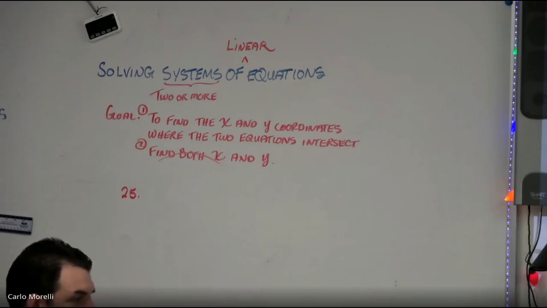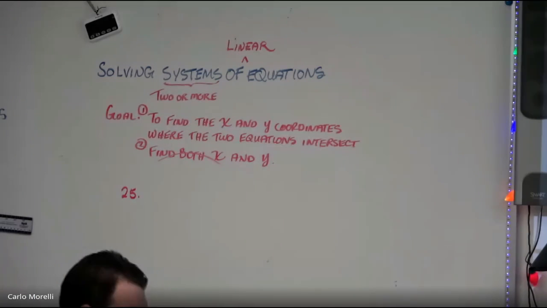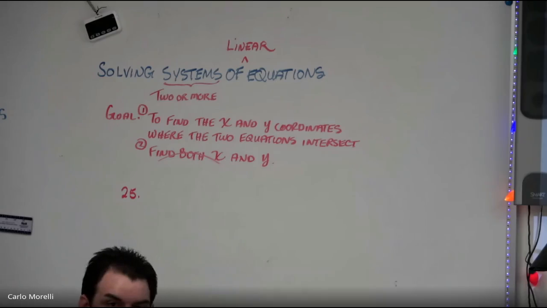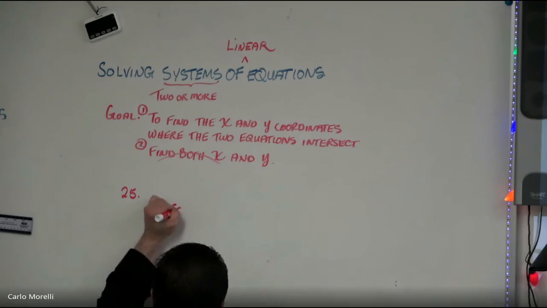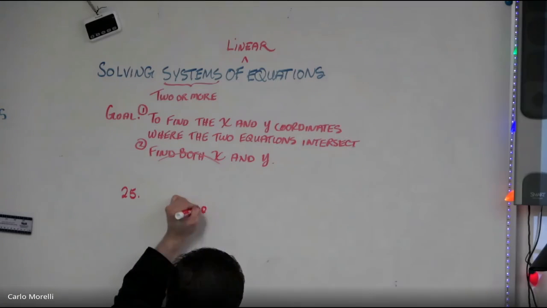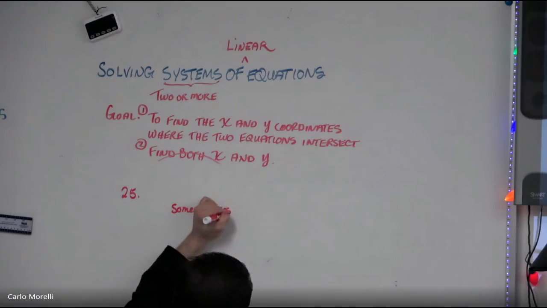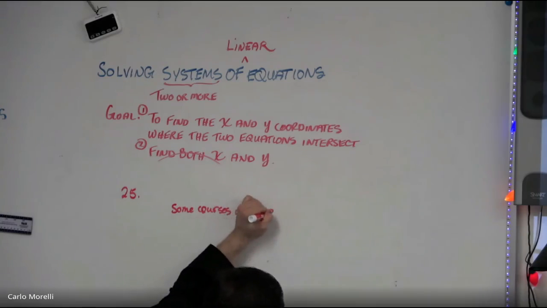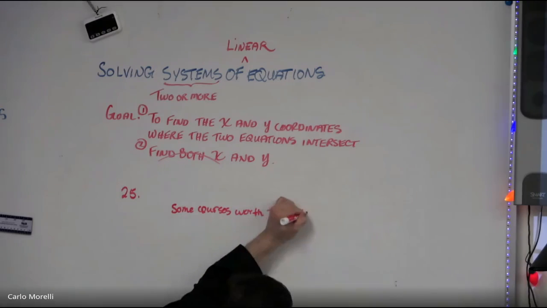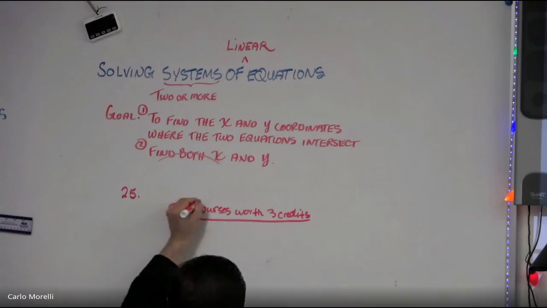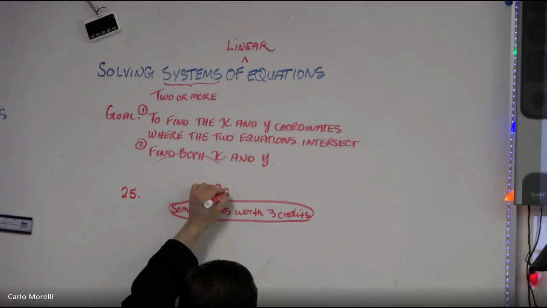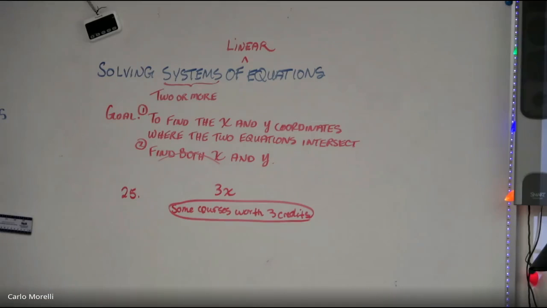It says here, a college student, we don't care if it's a college student, that's irrelevant, completed some courses worth 3 credits. So y'all write this down. Above where it says some courses with 3 credits, can you circle some courses worth 3 credits? Circle that, and write 3x above it. What's wonderful about math is that we can condense some courses worth 3 credits to 3x.